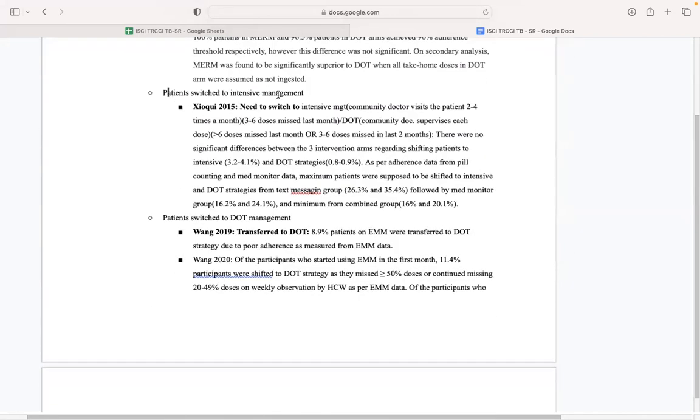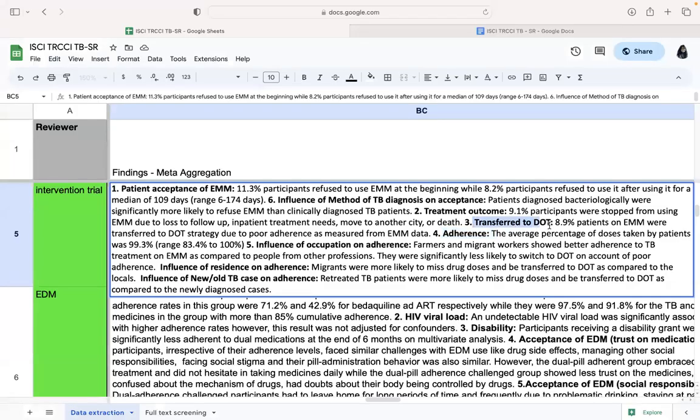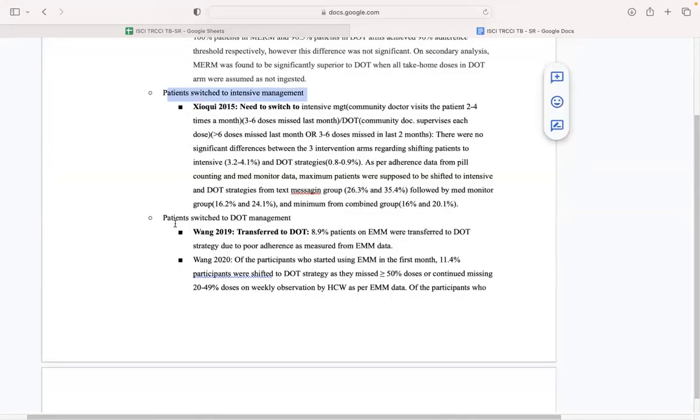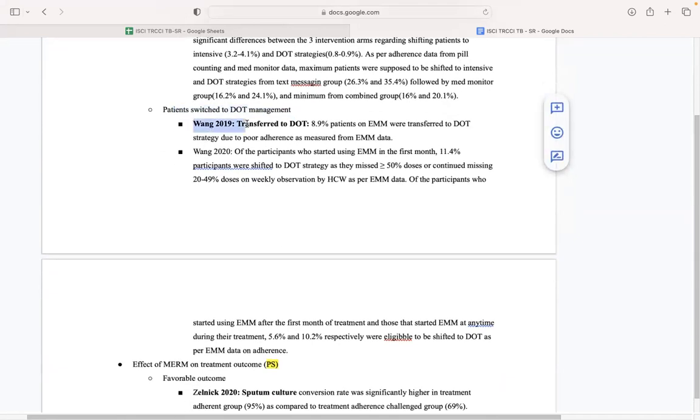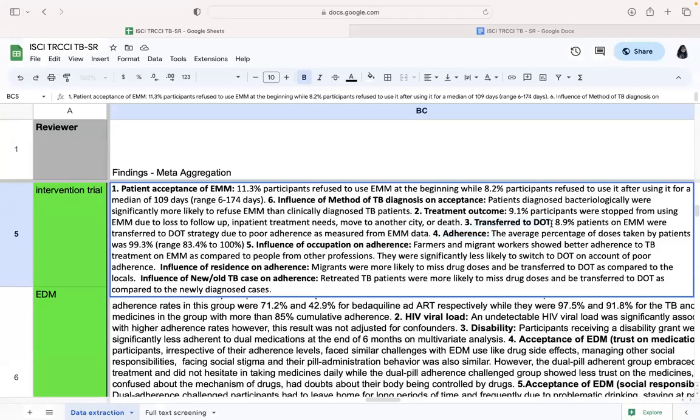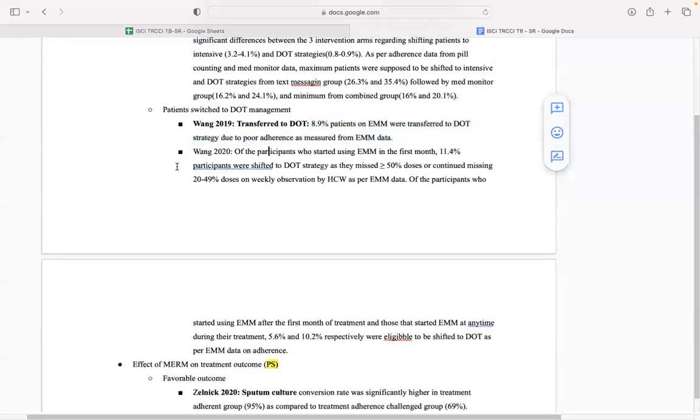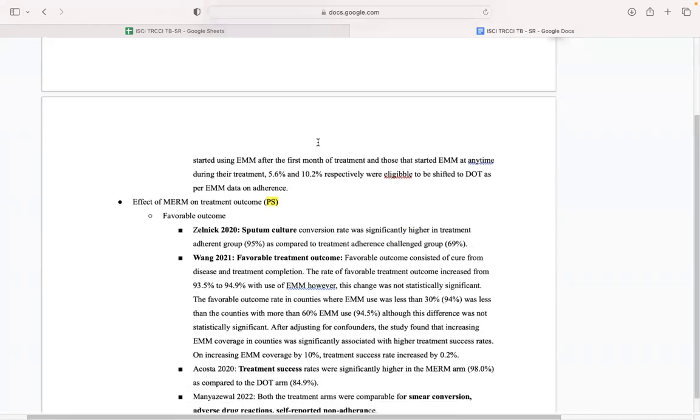There you go. Now, switched to intensive management. In our study, they were shifted to DOT. So that will fall under this subheading: patients switch to DOT management. There you go. Wang 2019, that's our study. 8.9% of patients on EMM were transferred. As you see, I've just copy pasted under this subheading. There is another study, Wang 2020, which talks about patients switching to DOT, so I've added that information as well.